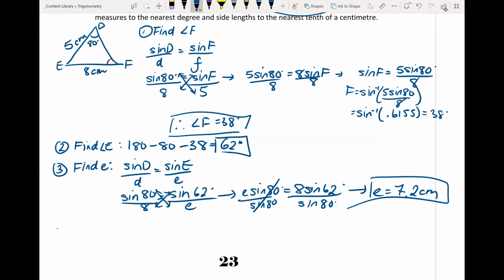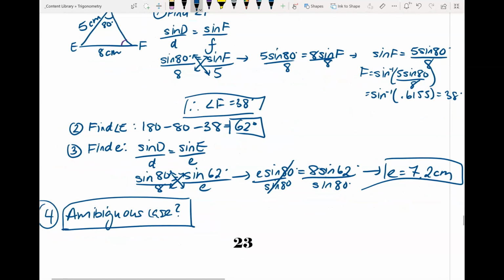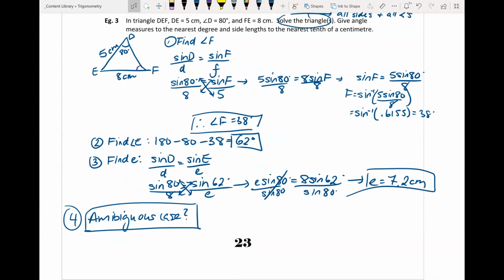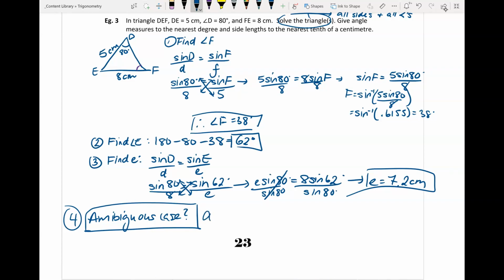Now when it comes to the ambiguous case, we just need to do a check to see if there is even a second angle. And this would be our last step. We already know angle D is for sure an angle in this triangle, and we also know that side F and side D are for sure a part of this triangle. So that means the first information I found was angle F. So the question is, is there another version of angle F?